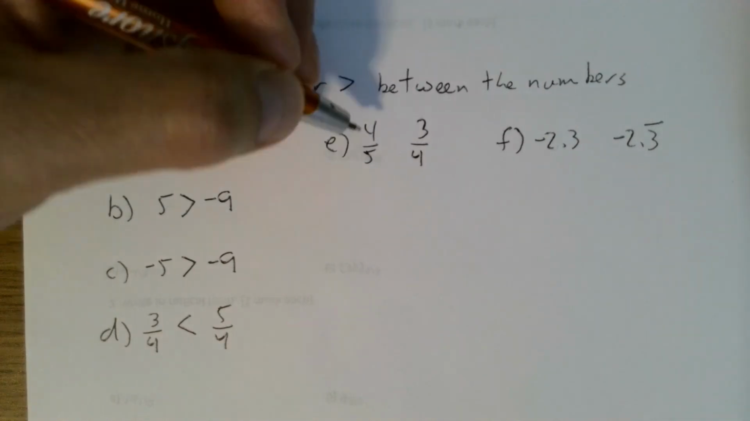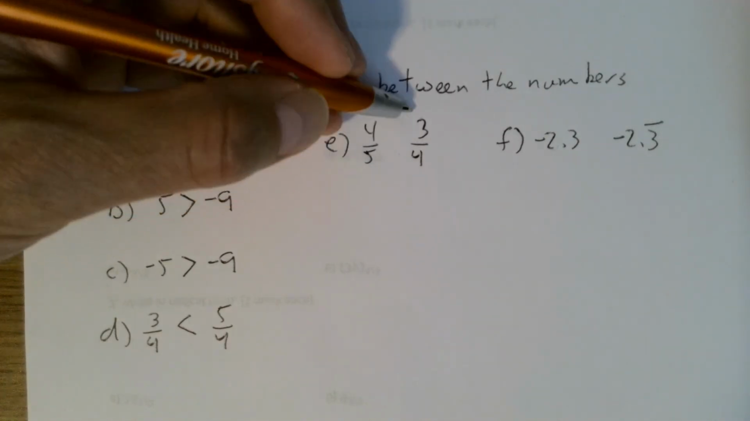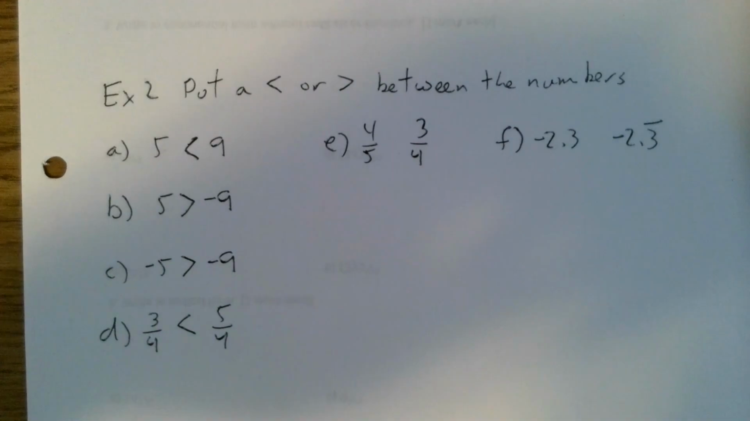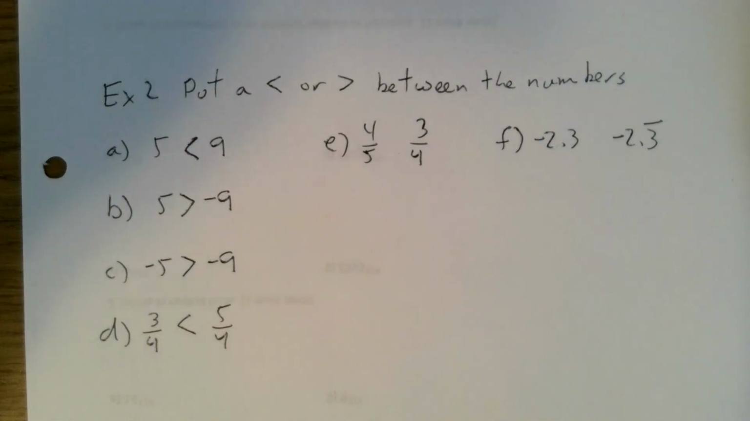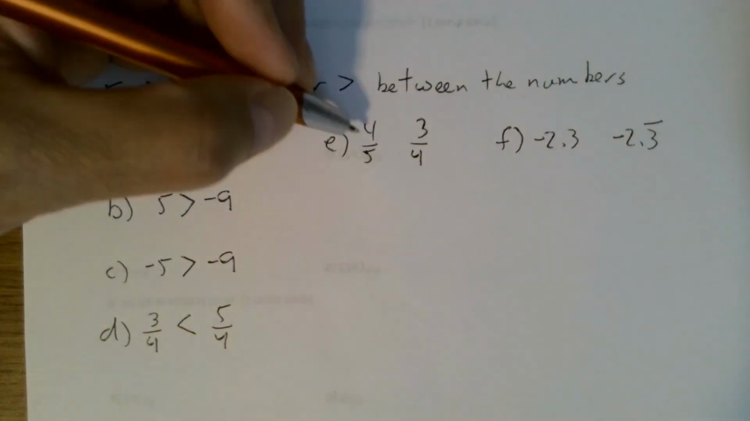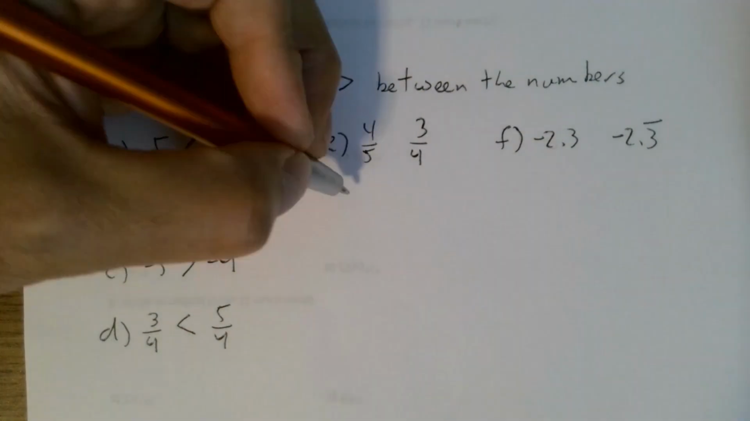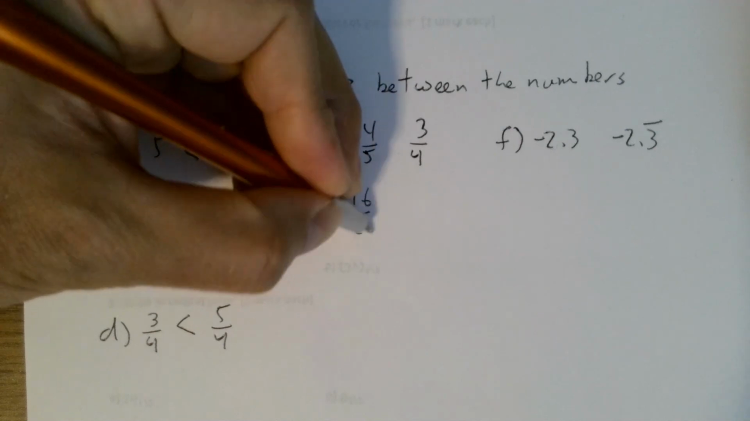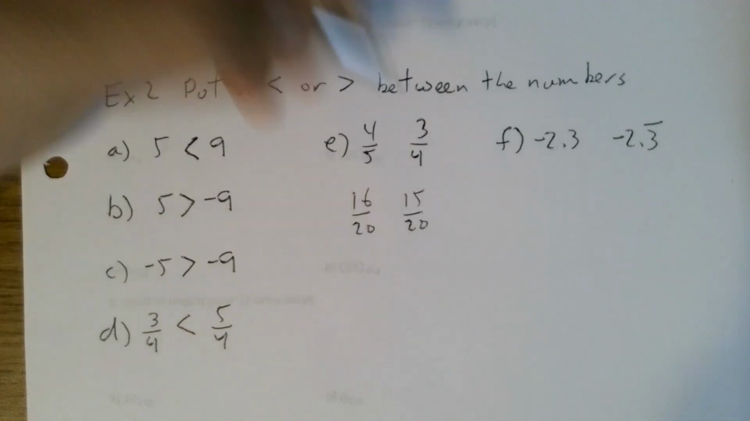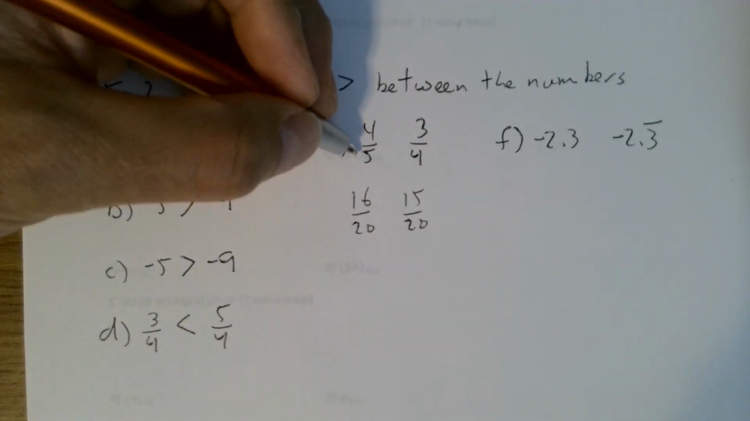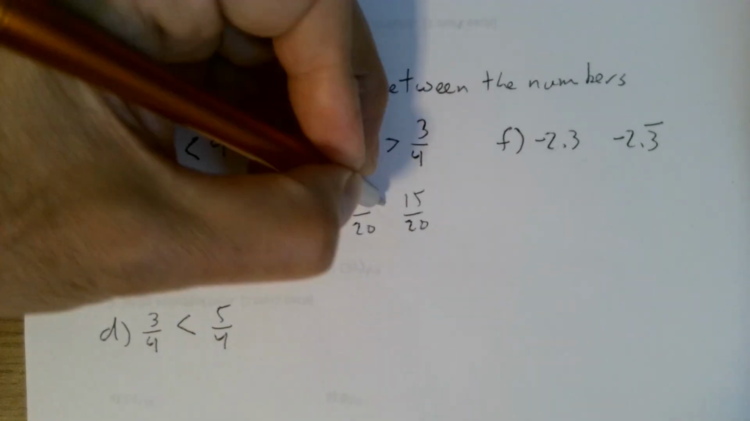E, we've got 4 slices of 5-slice pizza or 3 slices of 4-slice pizza. The slices are different sizes. What can we do about that? Well, we can make the slices the same as we would if we were going to add the fractions. We can get a common denominator. So 4 over 5 is the same as 16 over 20, and 3 over 4 is the same as 15 over 20. So 4 over 5 is a little bit greater.